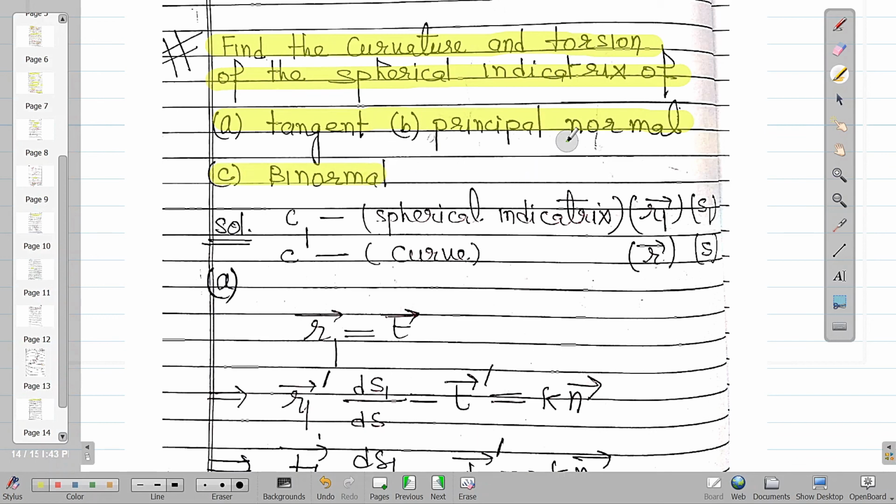So we get three curves. One is for the tangent, second is for the binormal, third is for the principal normal. Our purpose is to find the curvature and torsion of these three curves. Now, that we will find in the next lecture. Otherwise, it will be a heavy dose.